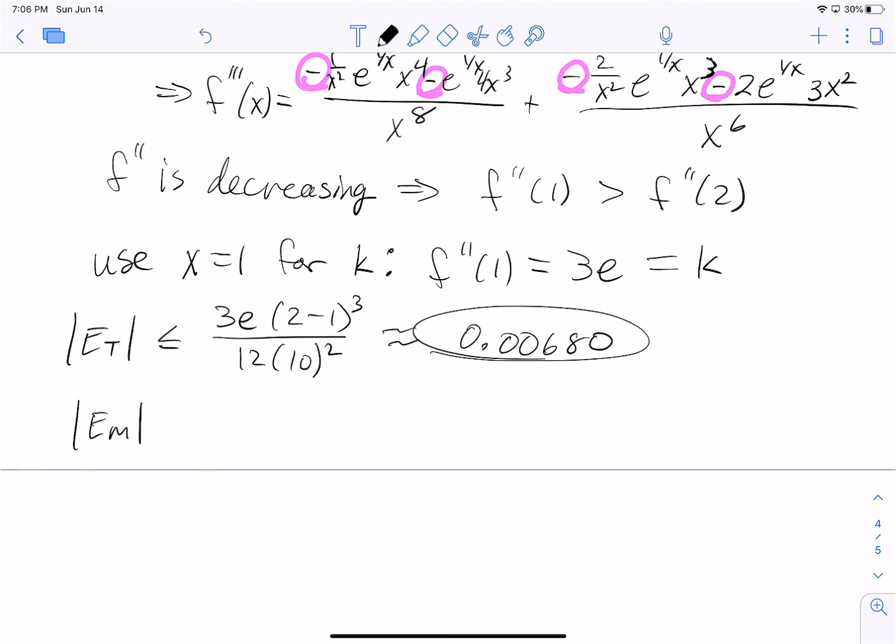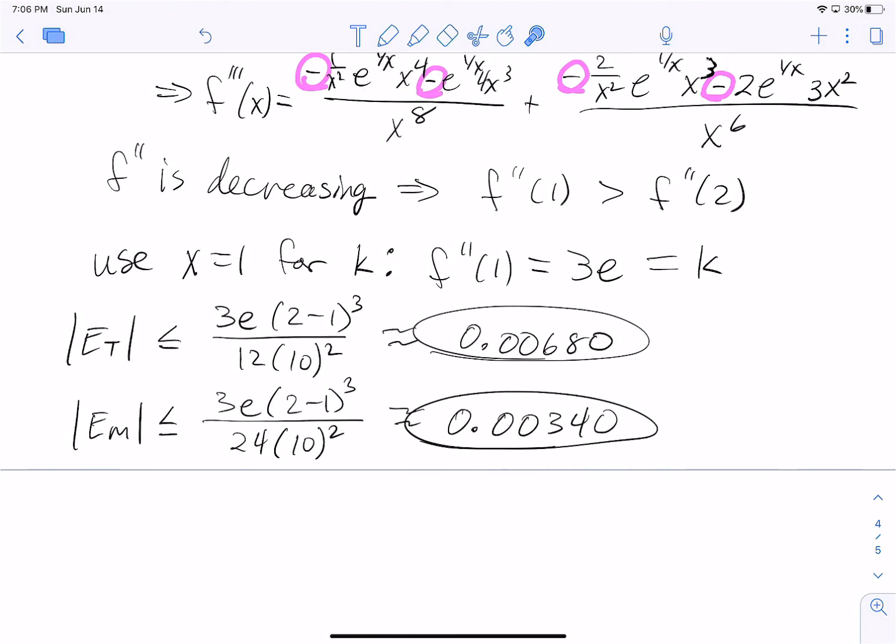The error for the midpoint rule in absolute value is less than or equal to 3e times the quantity of 2 minus 1 cubed divided by 24 times 10 squared, and that's approximated by 0.00340. And as you can see, it's exactly half of the error for the trapezoid rule. That's because of the 24 versus the 12. Everything else is the same.